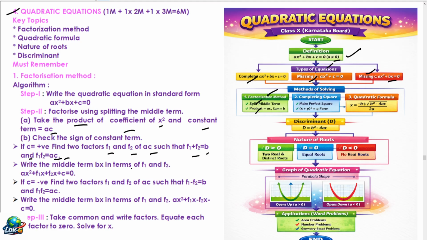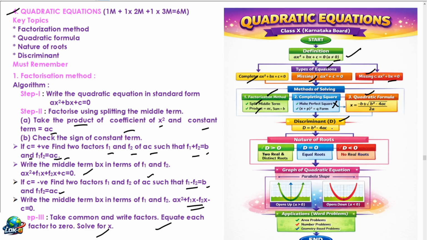Write the middle term bx in terms of f1 and f2 as f1x plus f2x plus c is equal to 0. If c is negative, find the two factors f1 and f2 of ac such that the difference is equal to b, product is equal to ac. Write the middle term bx as the difference of them, f1x minus f2x plus c. Take common factors and solve for x. Then, you are already perfect with the quadratic formula. Completing square method is not there in your syllabus. Remember quadratic formula: x is equal to minus b plus or minus root of b square minus 4ac upon 2a. This b square minus 4ac is called the discriminant.